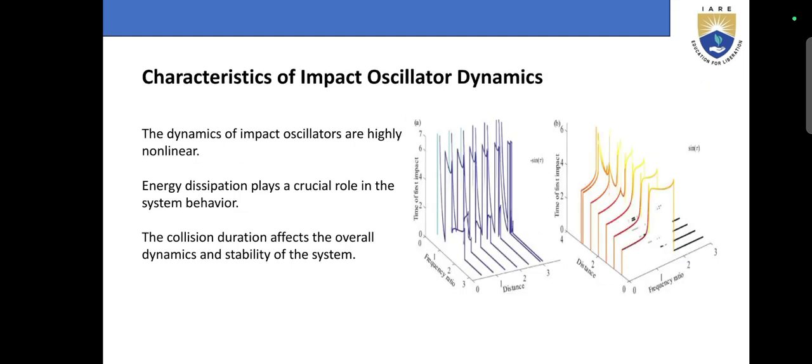Next, characteristics of impact oscillator dynamics. The dynamics of impact oscillators are highly nonlinear. Here we see plots of time of first impact against frequency ratio and distance, with ratios 0, 1, 2, 3 and time of first impact values 0, 2, 4, 6. Clearly, the dynamics of impact oscillators are highly nonlinear, and energy dissipation plays a crucial role in the system behavior. The collision's duration affects the overall dynamics and stability of the system.